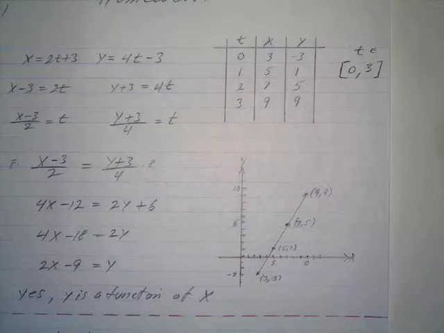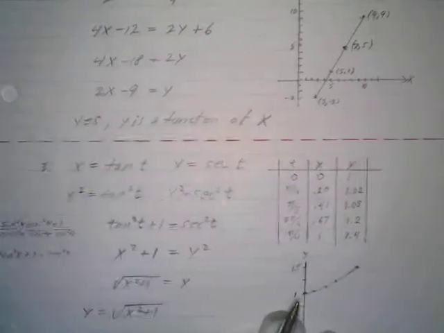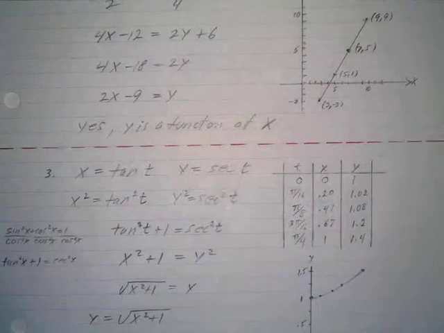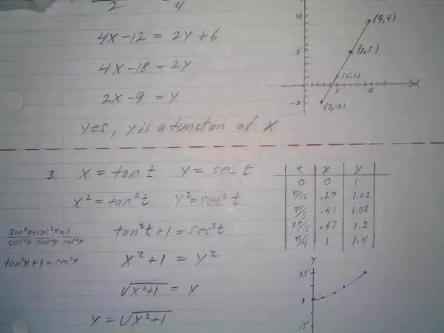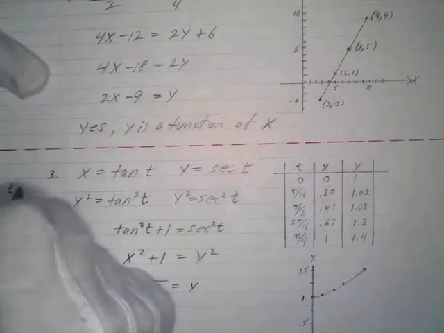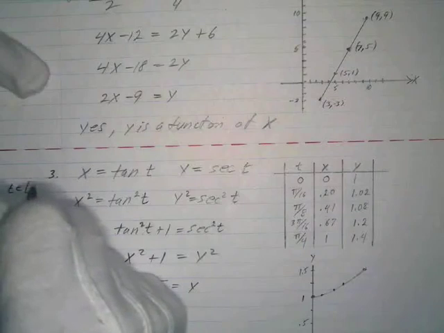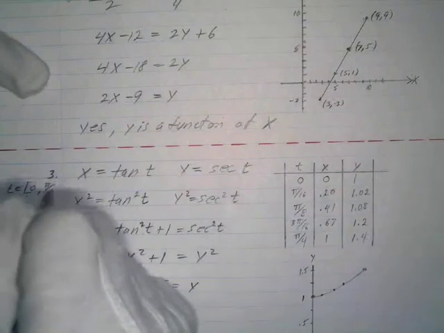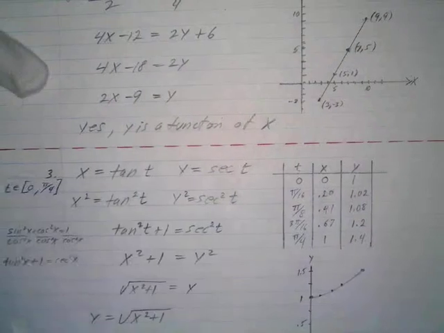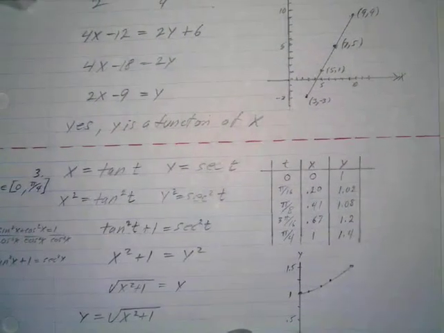Number 3, same idea. Our domain was t belongs to... let's see, what was the domain for t in this one? It was between 0 and pi over 4, which wasn't quite a bit. So say over here, t belongs to the interval 0 to pi over 4. So I kind of divided that up just to get at least 4 points.